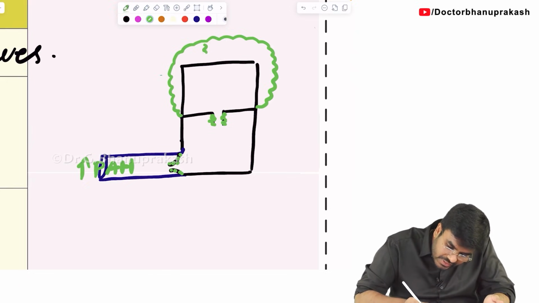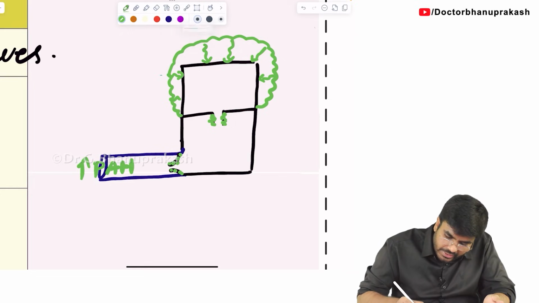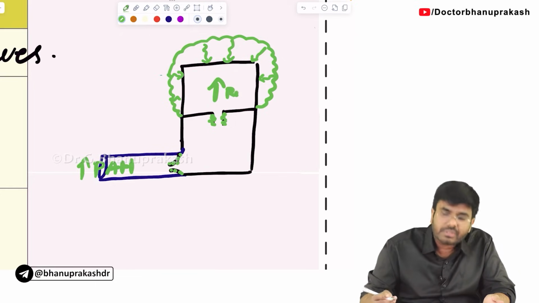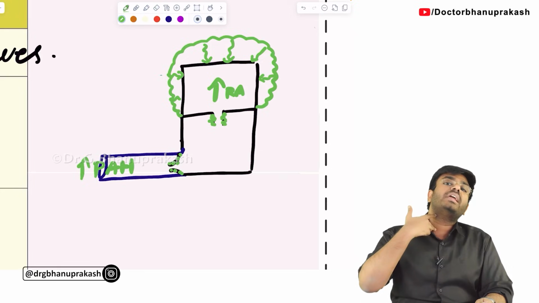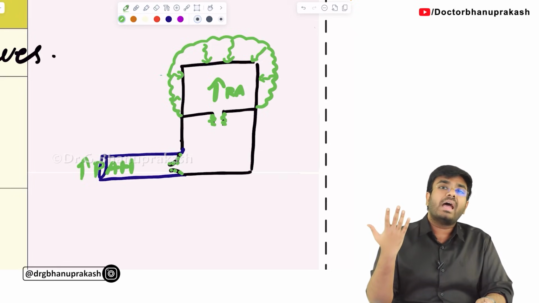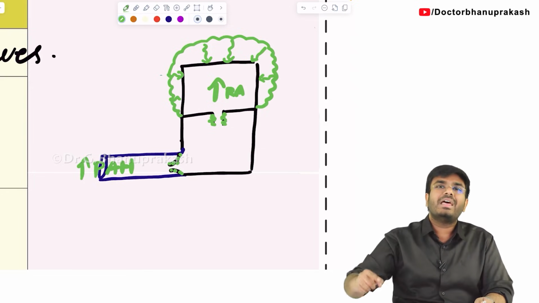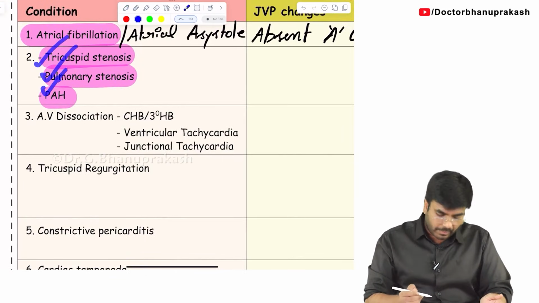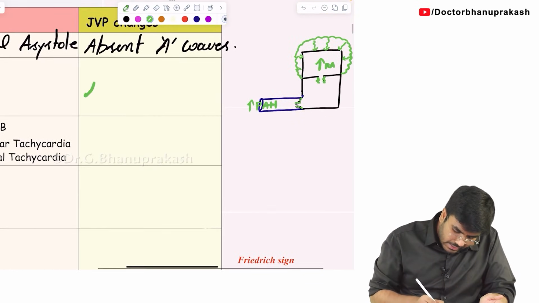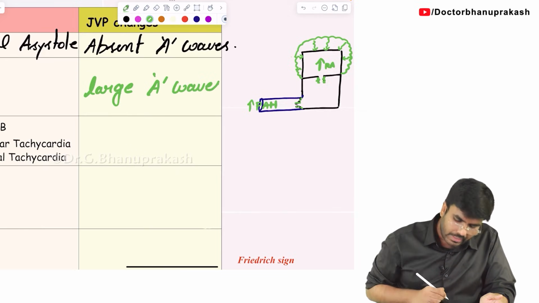So you tell me, now is it a big atria or small atria? It's definitely a big atria, sir. Big atria, when it contracts, does it generate more pressure or less pressure? Definitely, without any doubt, it is going to generate a higher pressure. High right atrial pressure. So during atrial contraction, more pressure is generated in the right atria, so the internal jugular venous pressure is also going to be very high. So what will happen to the A waves? Large A waves are going to come. So in these three conditions, tricuspid stenosis, pulmonic stenosis, pulmonary artery hypertension, large A waves are going to be seen.